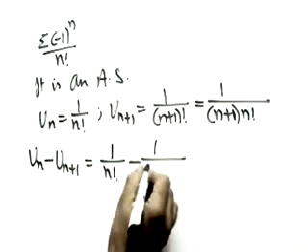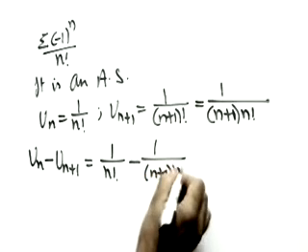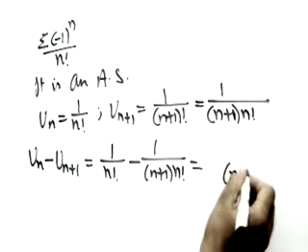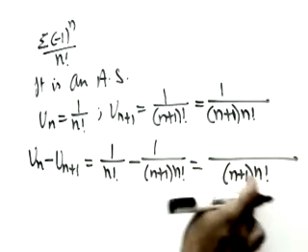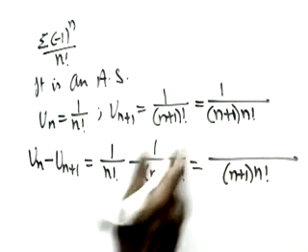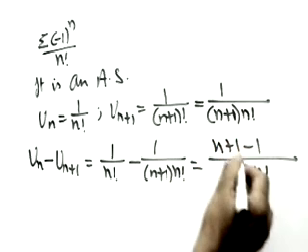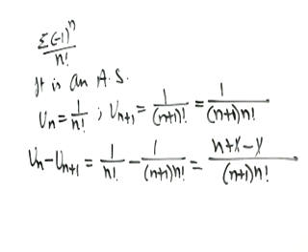u_n we are having 1 by n factorial, minus this is 1 by (n+1) into n factorial. Let me take the LCM, (n+1) into n factorial. What will be here? n factorial, n factorial same, we are left with (n+1) minus 1. Minus 1 plus 1 cancel. What is left here? n by n factorial.